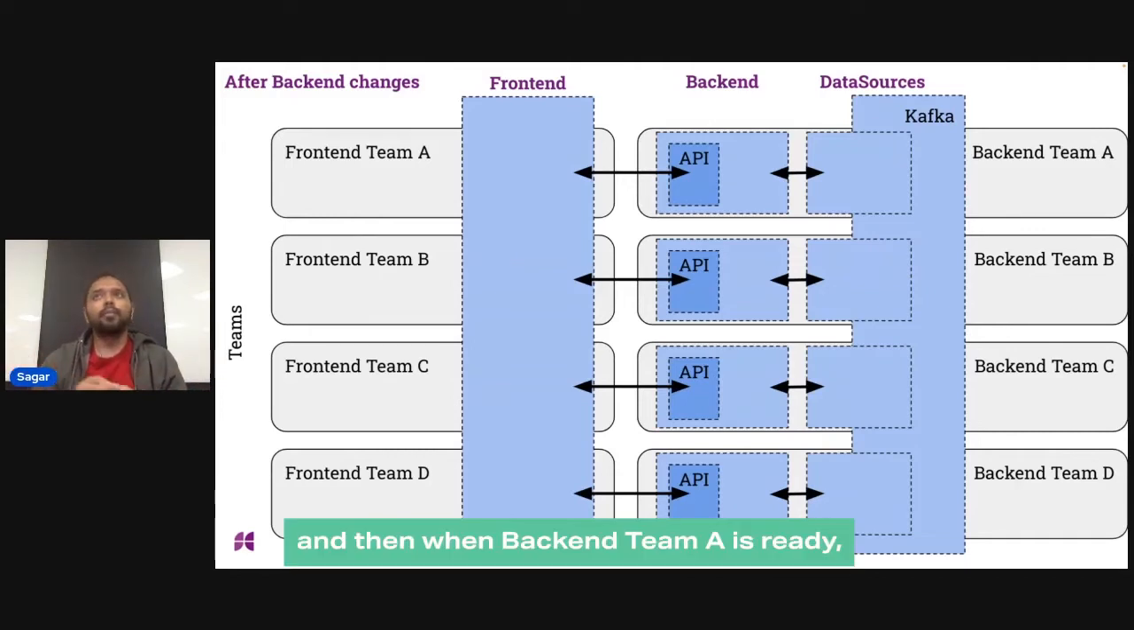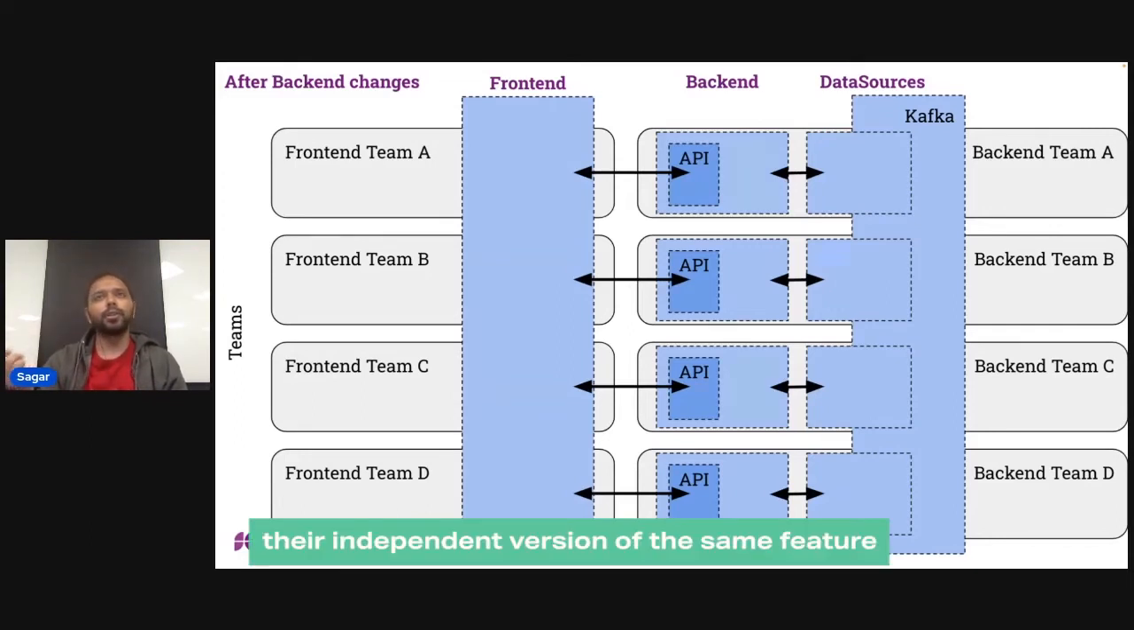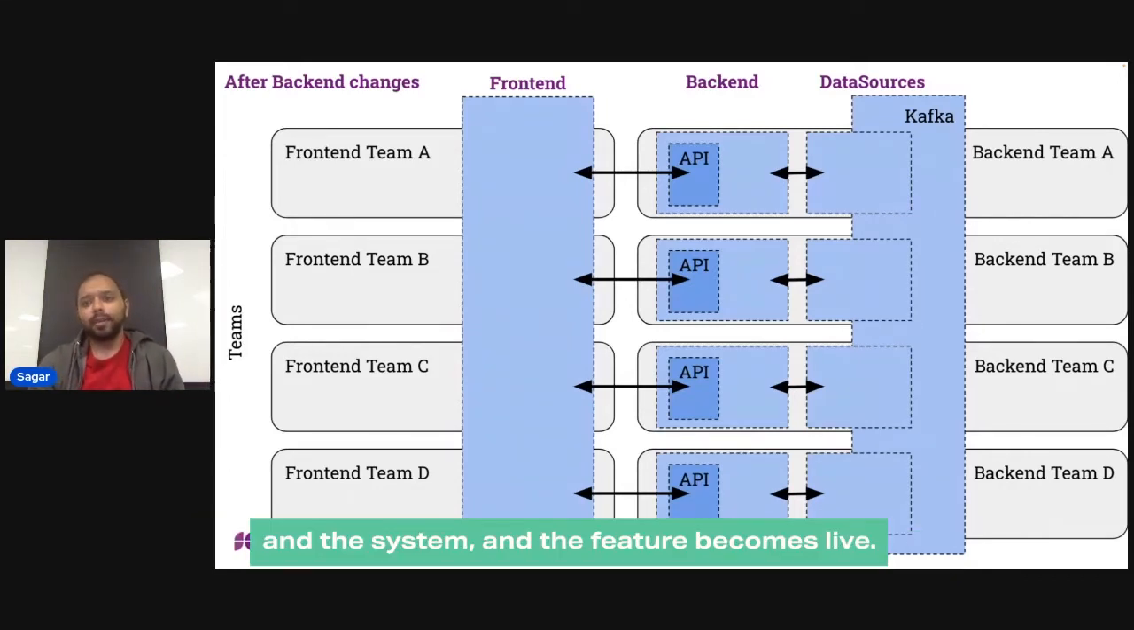And when backend team A is ready, they can release their dependent version of the same feature. And when the two teams are ready to go live, they could just disable the feature flags that they have, and the feature becomes live.